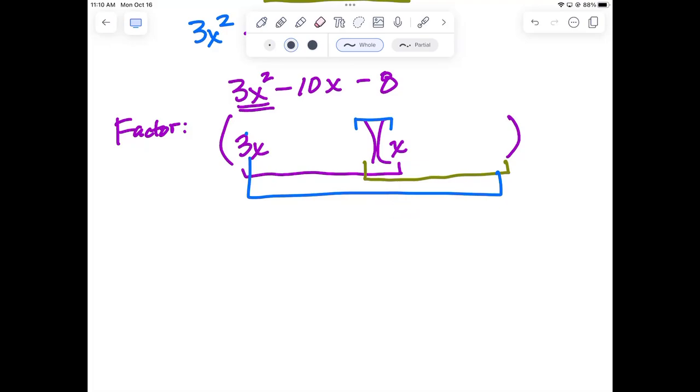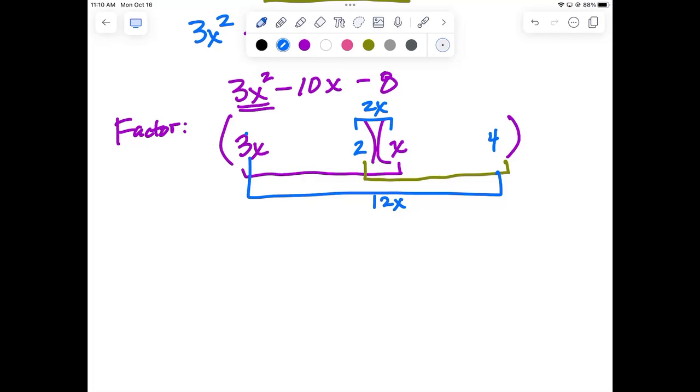What's another way to factor 8? How about a 2 and a 4? Let's see if that works. On the inside, we get a 2x. On the outside, we get a 12x. What's 12x plus 2x? That's 14x. But what's 12x minus 2x? 10x. Okay, so how are we going to make sure that we get a negative product?